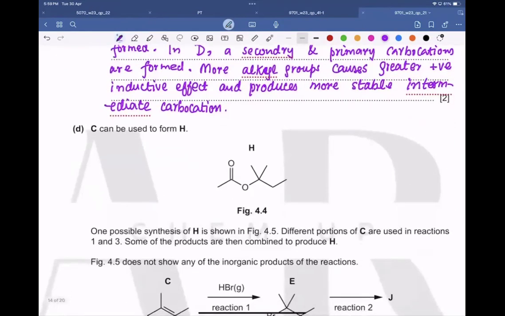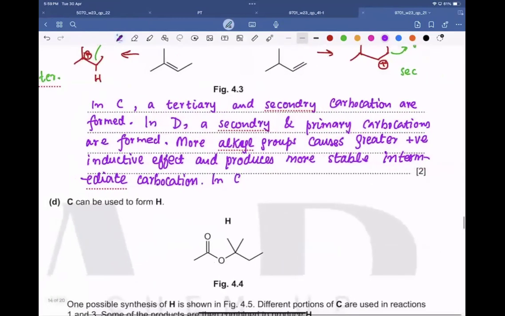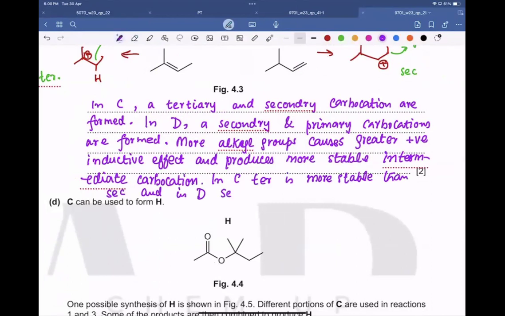So in C, tertiary is more stable than secondary, and in D, secondary is more stable than primary. Is this clear to all of you?